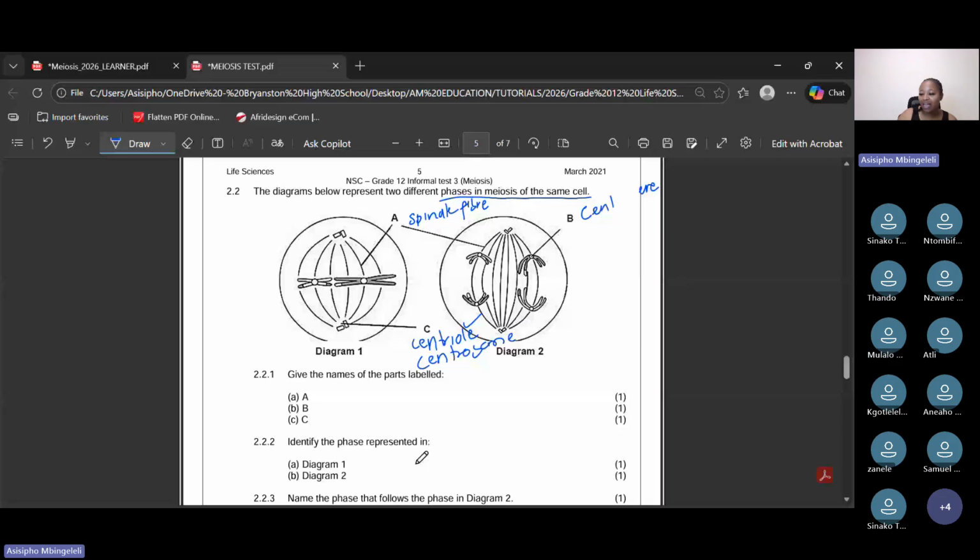It's metaphase 1, and B is anaphase 1. No. Let's wait. Let's give each other a chance. If there's anything I need to rectify, I will rectify, right? So let me just hear your answer again. You're saying diagram 1 is metaphase 1. Then diagram 2, what did you say? Anaphase 1. Okay.